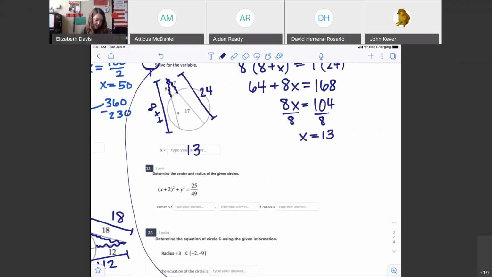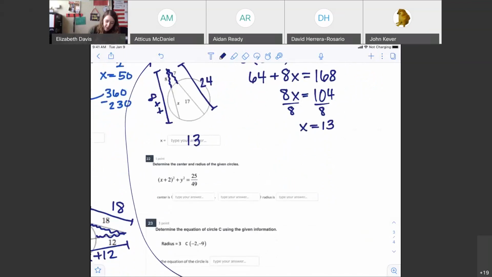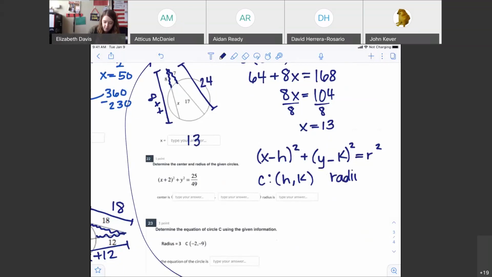So for these next two, remember the equation of a circle is x minus h squared plus y minus k squared equals r squared, where your center is at h, k, okay? And your radius is r. So go ahead and try 22.